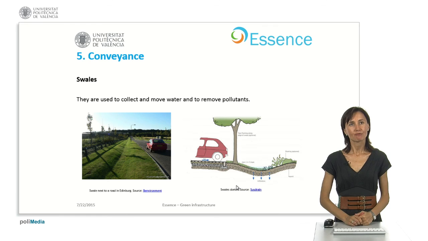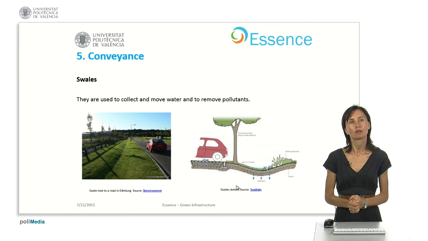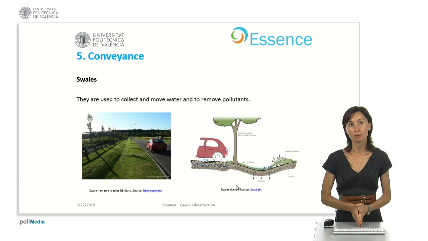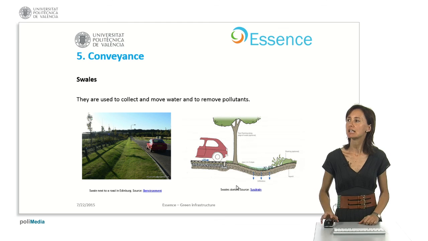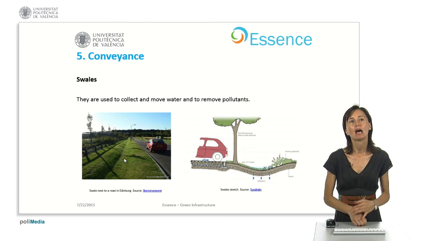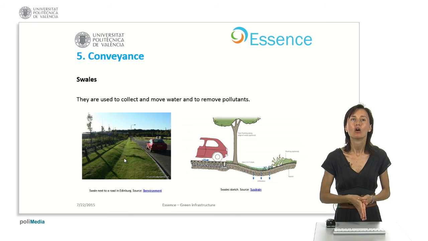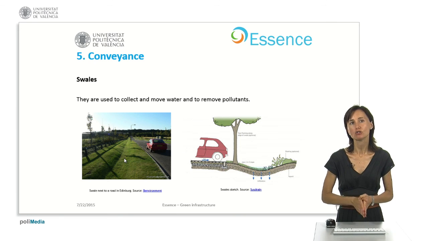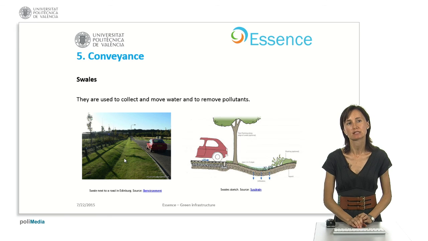And finally, we have the conveyance elements, and the most characteristic are the swales. Swales are shallow channels covered by grass or other vegetation, and they are used to collect and move water and to remove pollutants.